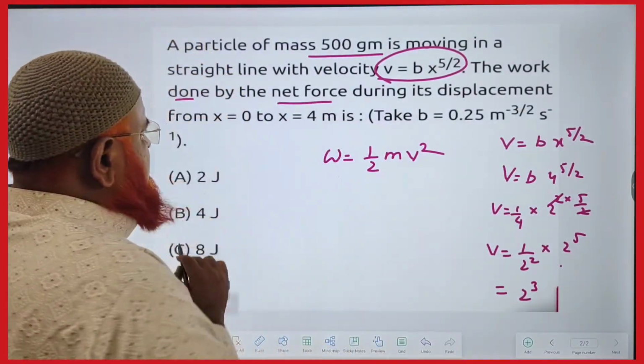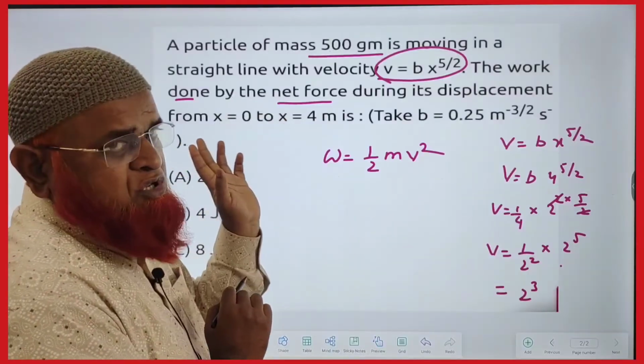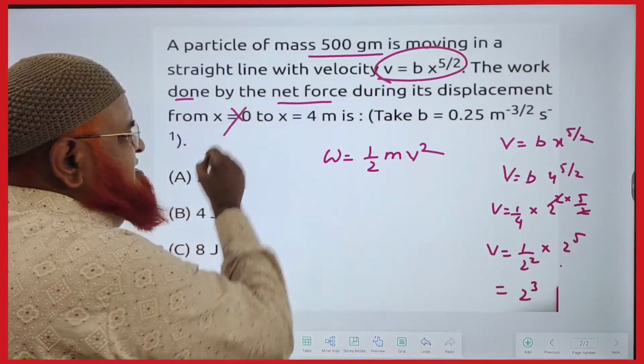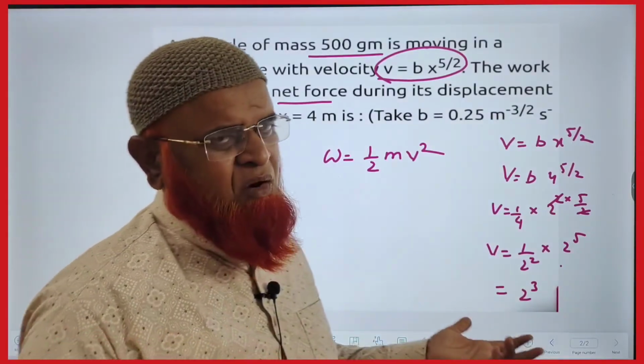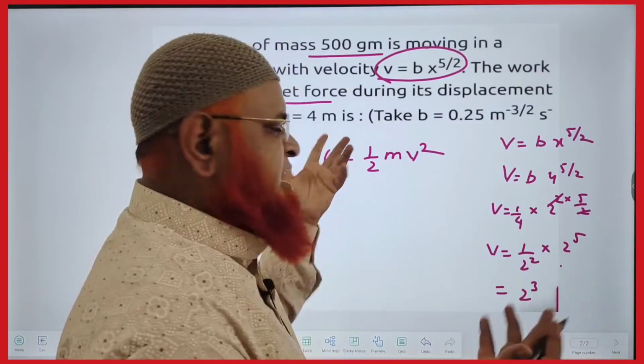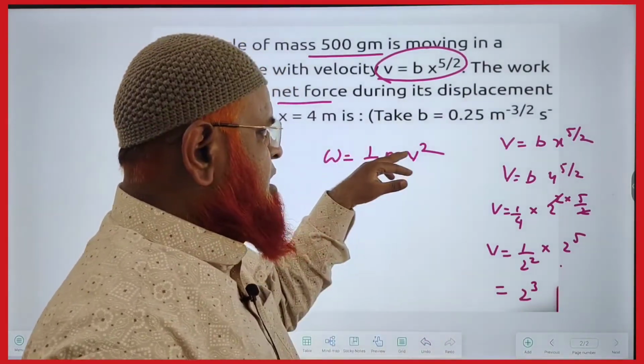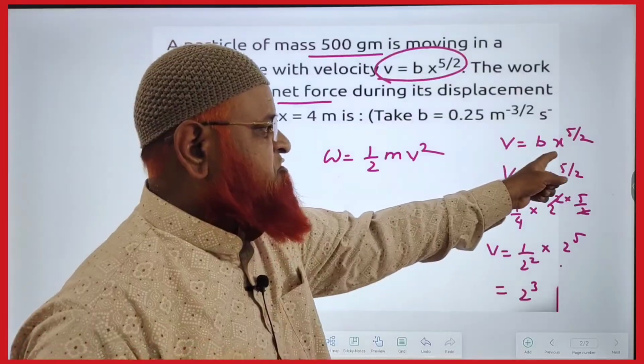Work done is asked, and the limits are from x equal to 0 to 4. As 0 is considered, there is no chance of taking 0 because there is no displacement, and you have to take it as 4 here. X is 4 here. Now, here I have taken a value of V first of all.